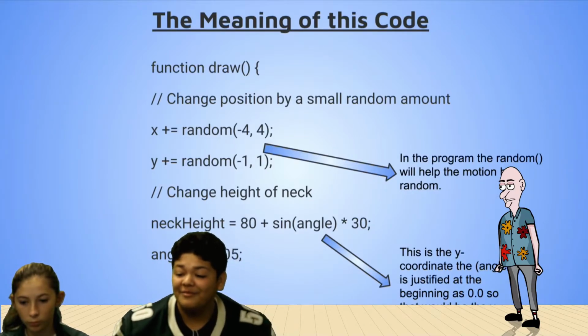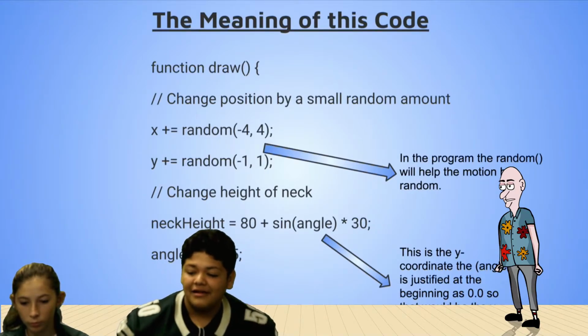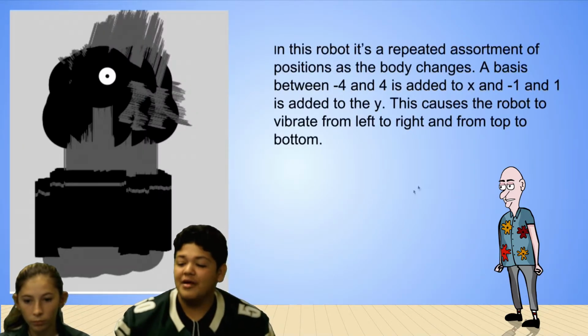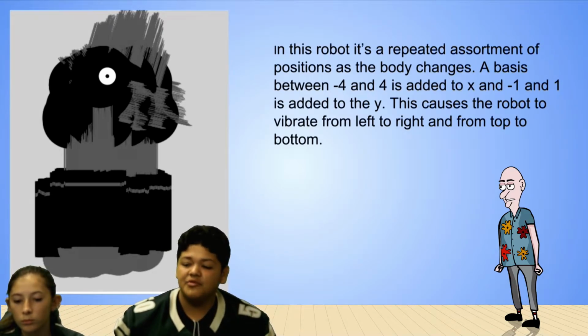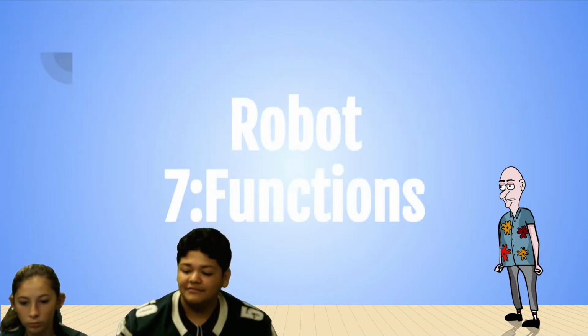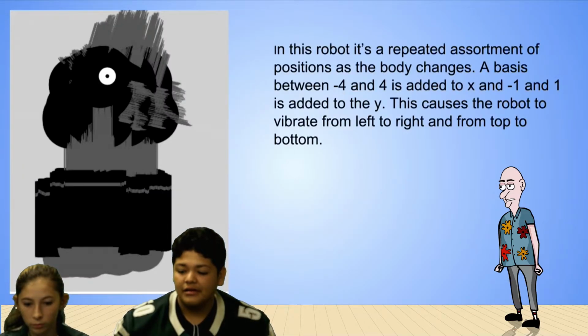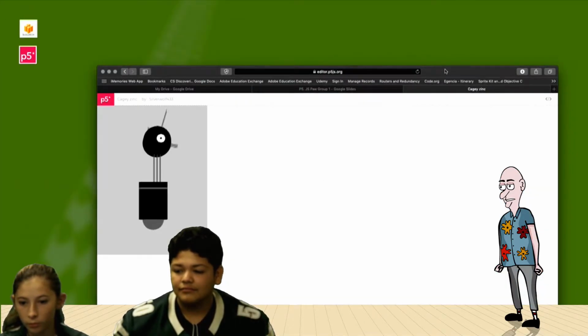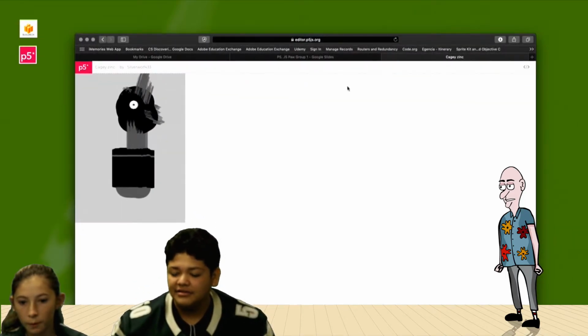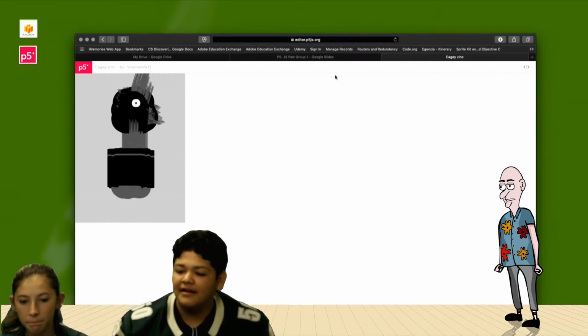Oh, by the way, this is on the P5 web editor. This robot, as you can see to the left, is a repeated assortment of positions as the body changes. A value between -4 and 4 is added to X, and -1 and 1 is added to Y. This causes the robot to vibrate from left to right, top to bottom. You can see it's vibrating, moving left to right, top to bottom, going up and down, and that's what we were talking about.